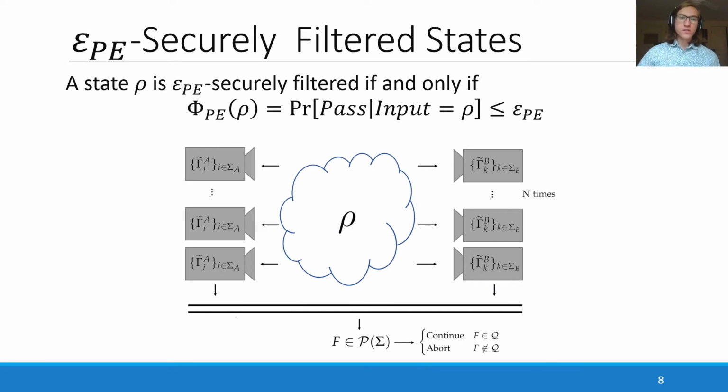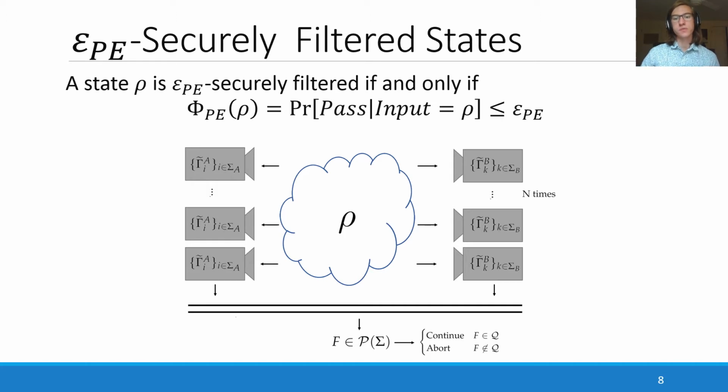So we also need the notion of epsilon securely filtered states. The reason for this is if you think about having a finite number of tests, then you'll never truly know what state you're sampling from. For example, you could consider the maximally mixed state and measure it a series of times and still get the statistics that the state that you're sampling from is the maximally entangled state.